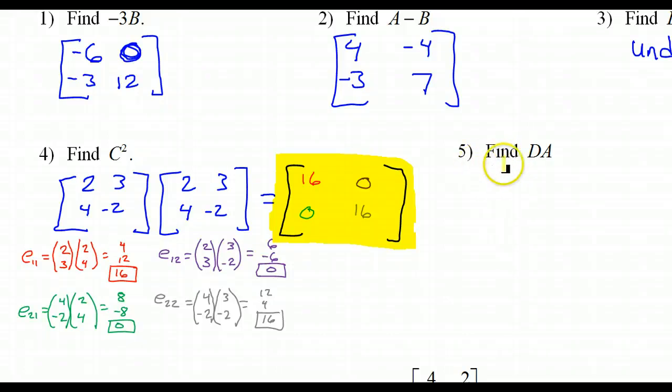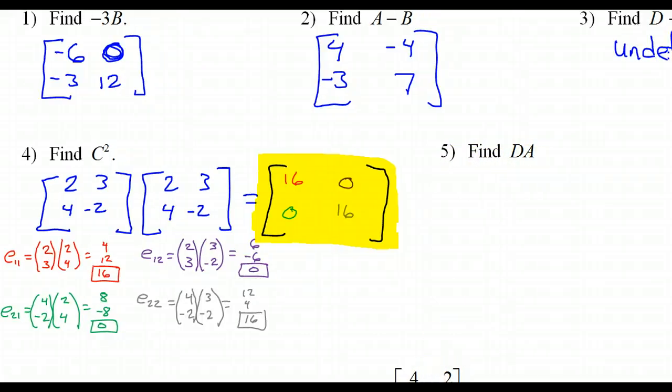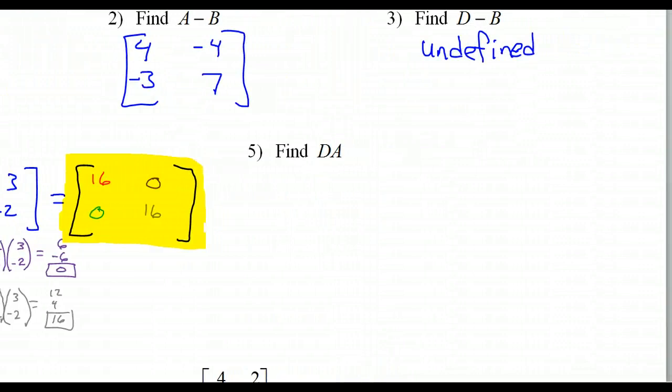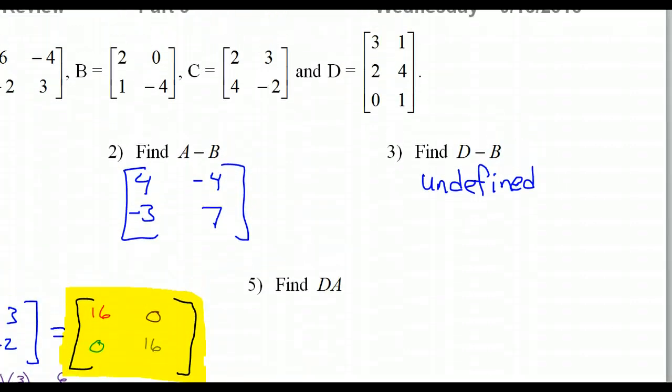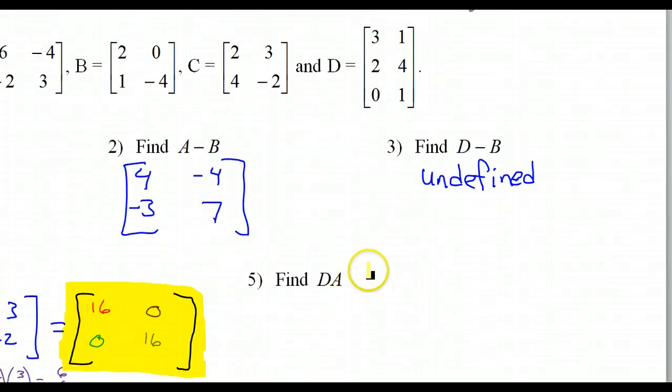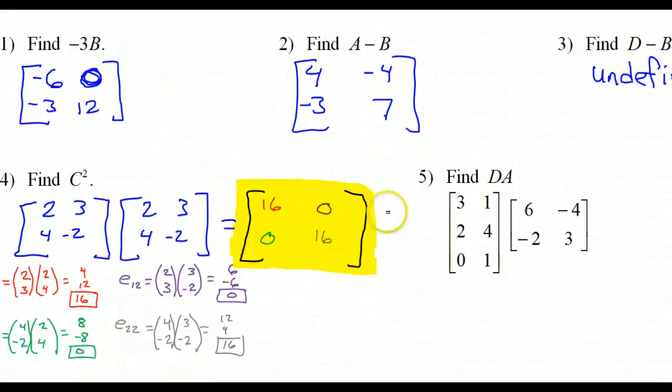We need to find dA, that's d times a. The order matters, so make sure we do d on the left and a on the right. So dA, so this is matrix D, and this is matrix A. Okay, so now we're ready to do d times a.